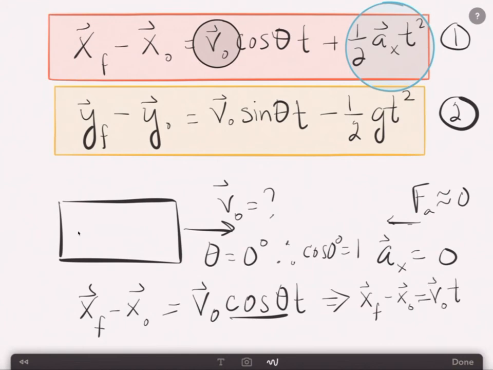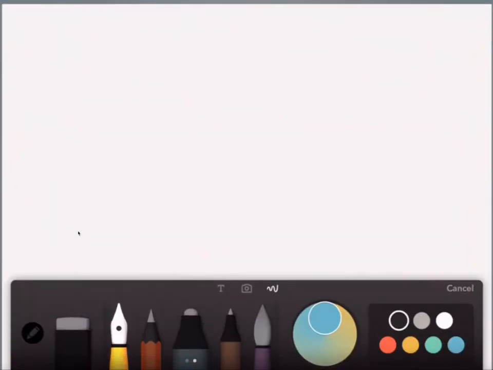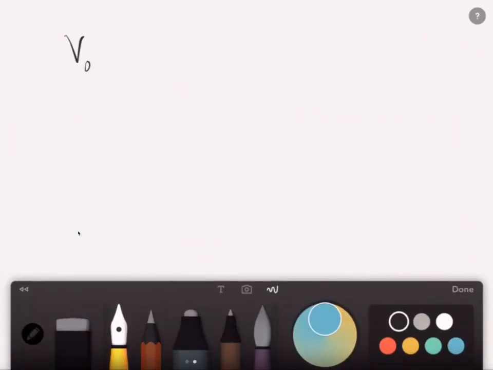Remember, we're trying to calculate the initial velocity here. So what do we need to do? Let's solve for initial velocity utilizing this equation. We just divide both sides by t, and we end up with our initial velocity equals the displacement in the x direction divided by the time that it takes for this displacement to take place.